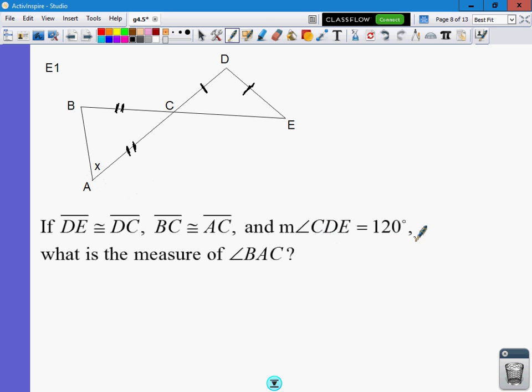Angle CDE is 120 degrees. So I'm going to put that in right here. And they asked me to find the measure of angle BAC. In other words, they're looking for the value of x here in this corner. Well, I'm going to start where we have a measurement. I'm just going to look over here.